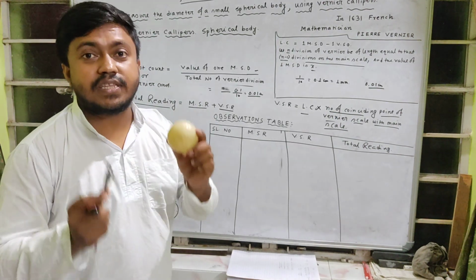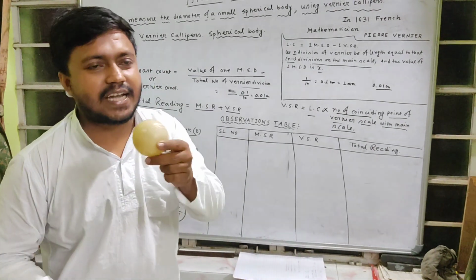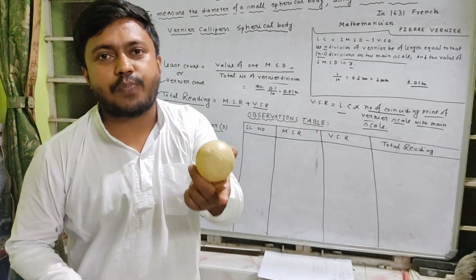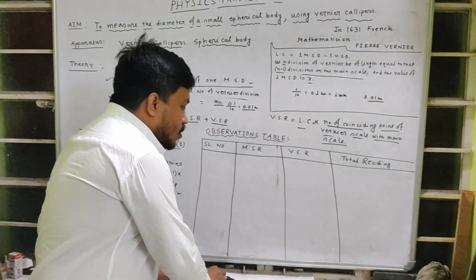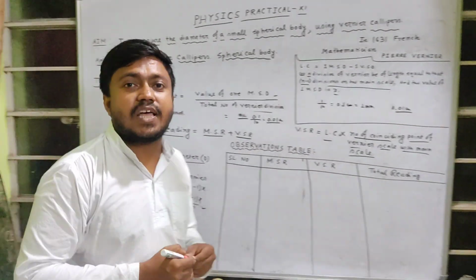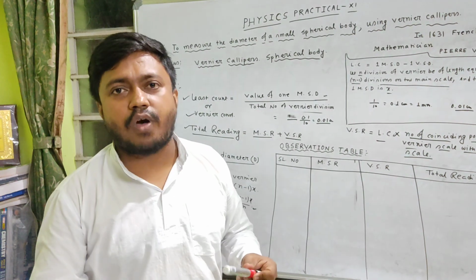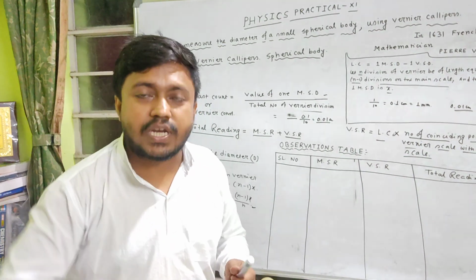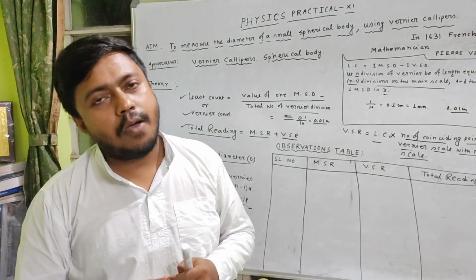If we use only the normal centimeter scale, we get the result only up to 6.2. So that's why, to measure the length of any object accurately and more precisely, we use vernier calipers.